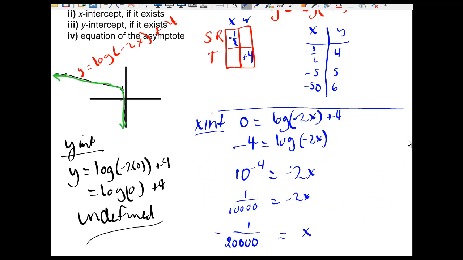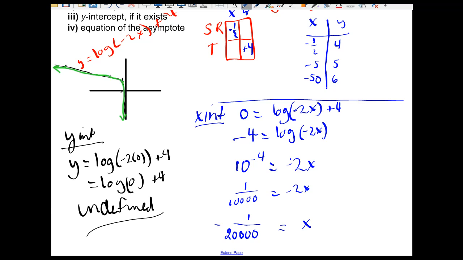The remaining parts of this, as you can see, are just solving for x and y intercept. I get an incredibly small x-intercept located very close to the y-axis, and that would be this point right in here somewhere. Again, very hard to tell, but it's going to be really close to the y-axis. And the y-intercept, of course, is undefined because there still is a vertical asymptote at x equals 0.